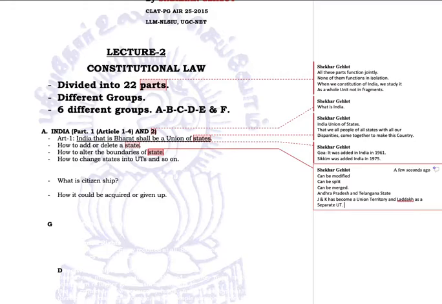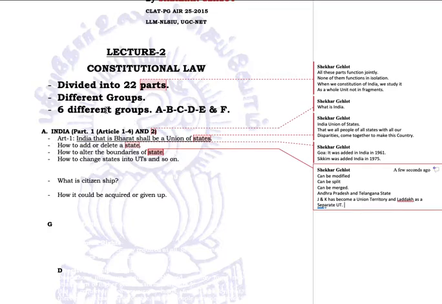Earlier, Ladakh and Jammu Kashmir were part of one state called the State of Jammu and Kashmir, but now using this provision, which empowers the Union of India to add or delete or alter the boundaries of states, the state of J&K has been bifurcated into two separate units. One is now J&K Union Territory, the other is Ladakh as a separate union territory. How to change states into union territories and so on.